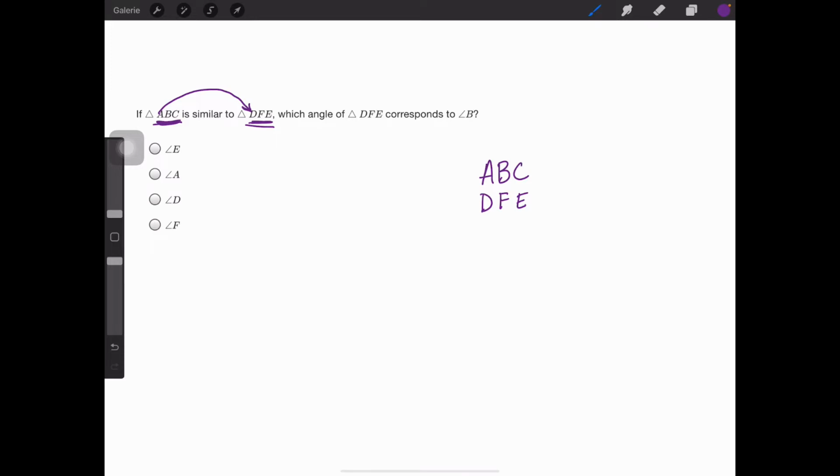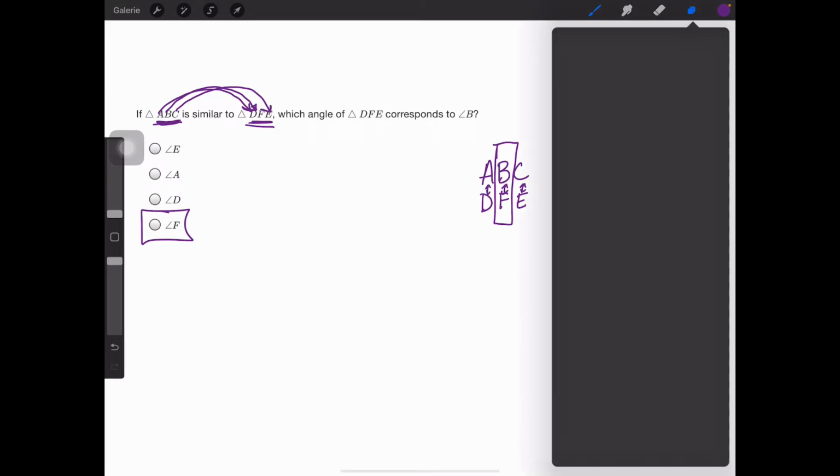So A and D are the same angle. B and F are the same angle. C and E are the same angle. And it's easier for me to see when I have them written out one on top of the other. So when I'm looking for angle B, I can now draw a little rectangle around B and the letter underneath it. That tells me that B and F are going to be the same in these two triangles. So my answer is angle F.